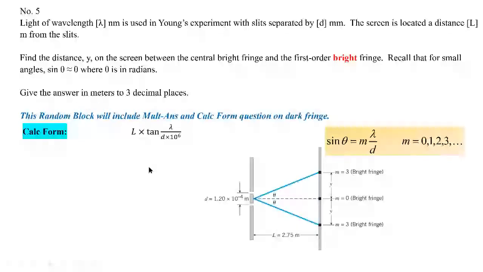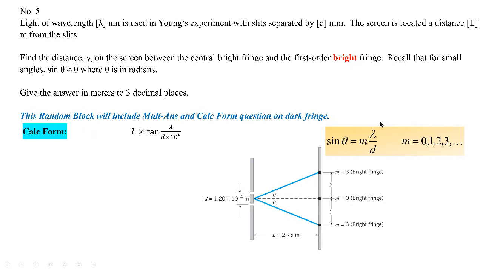Well, you know what to do. Then you just say m equal to 1, because that's the first. This example is m equal to 3, but this was from a different context. But this question says it's the first order bright fringe. First order is what? M equal to 1. Are you okay with this?